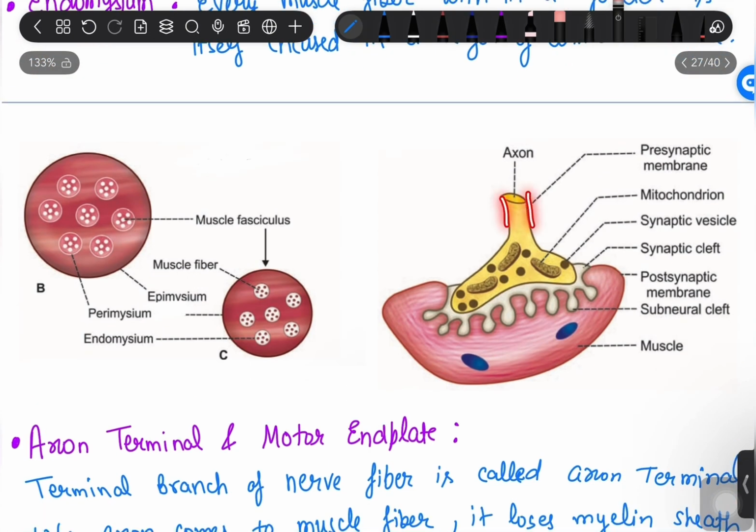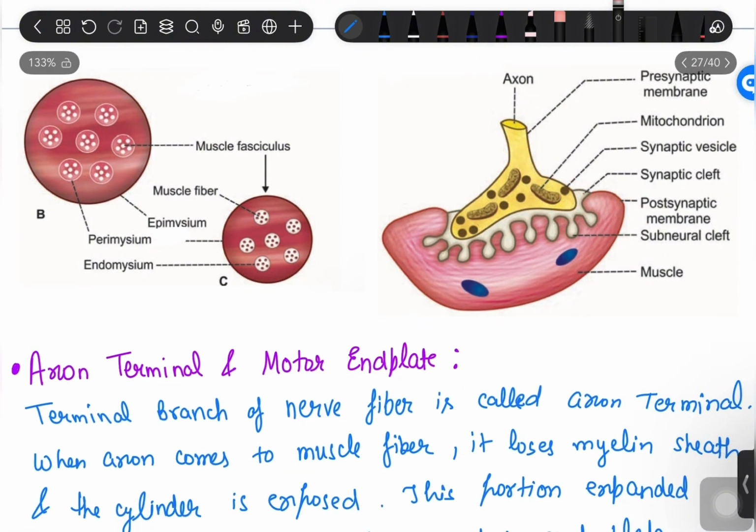This is the axon, and this is the axon terminal. Now, this is the muscle. As I told you, the membrane of the axon terminal is called the presynaptic membrane, and the membrane of the muscle fiber is called the postsynaptic membrane, and the space between these two membranes is called the synaptic cleft. Here you can see the synaptic cleft, postsynaptic membrane, and presynaptic membrane.